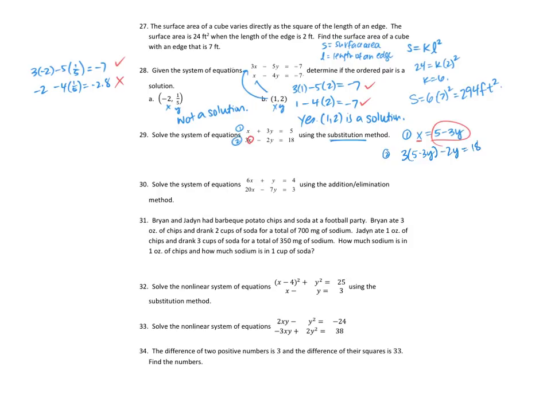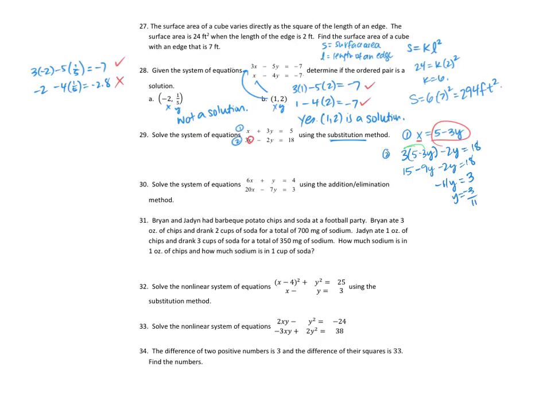And I can solve this now for y. So I'm going to distribute that 3 into both of those. And I get 15 minus 9y minus 2y equals 18. So that's 15 minus 11y equals 18. I can subtract the 15 from both sides. I have negative 11y is equal to 18 minus 15. That's 3. So y is equal to negative 3/11ths.